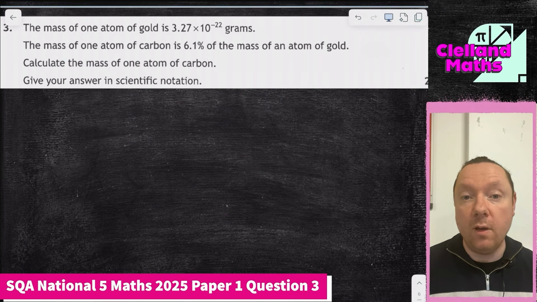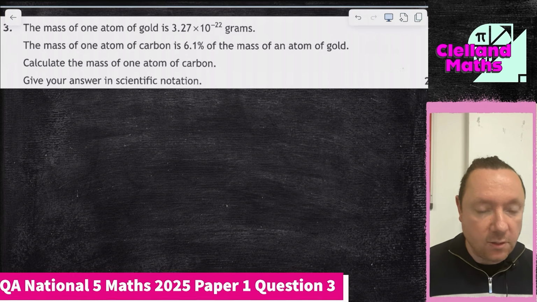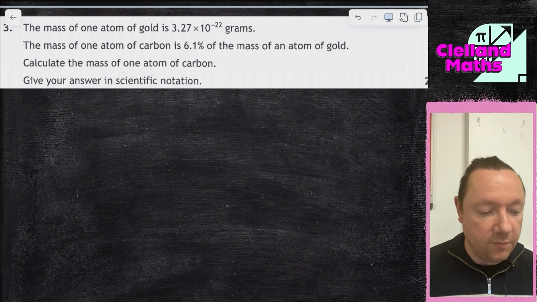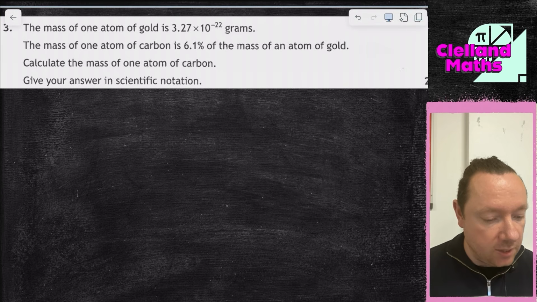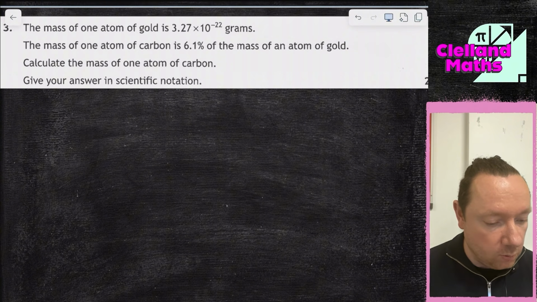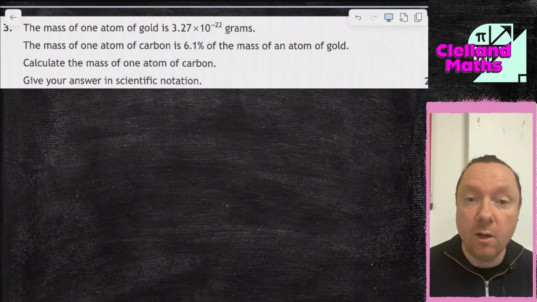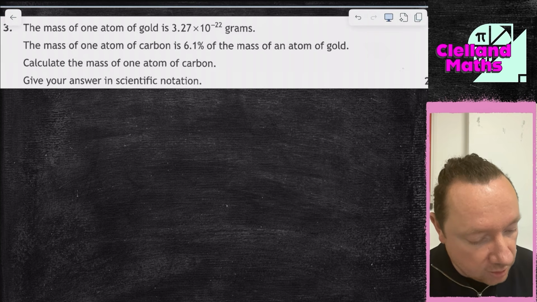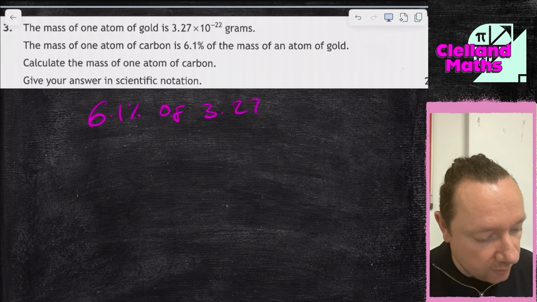SQA National 5 Maths 2025, Paper 2, Question 3. The mass of 1 atom of gold is 3.27 times 10 to the minus 22 grams. The mass of 1 atom of carbon is 6.1% of the mass of an atom of gold. So we know the mass of an atom of gold. We have to look at the mass of an atom of carbon. So it's just 6.1% of 3.27 times 10 to the minus 22.